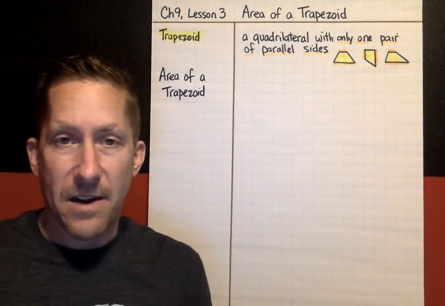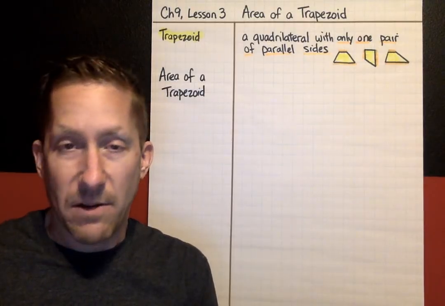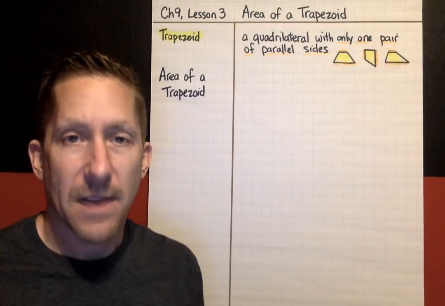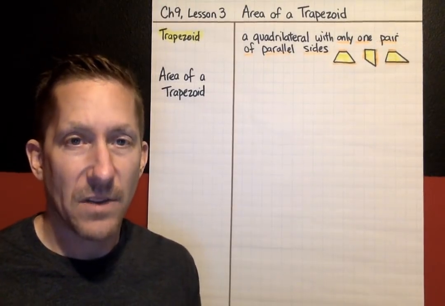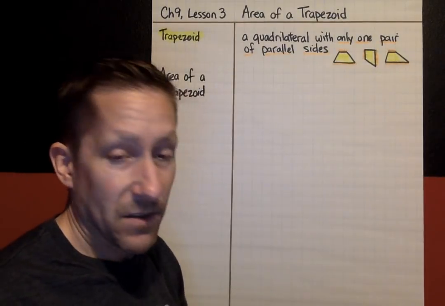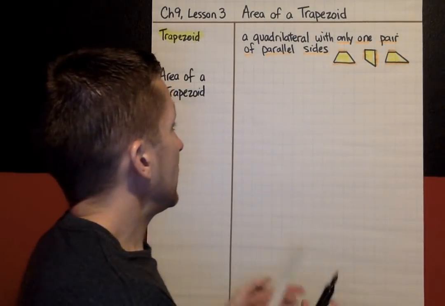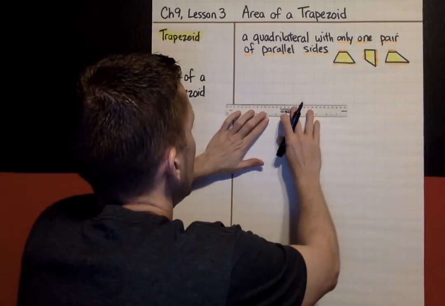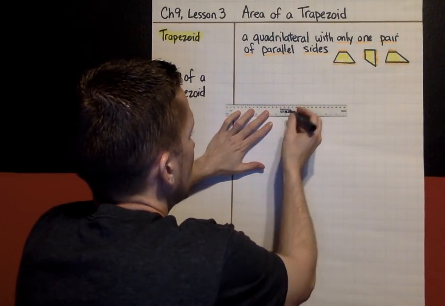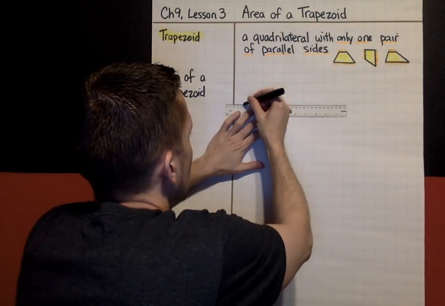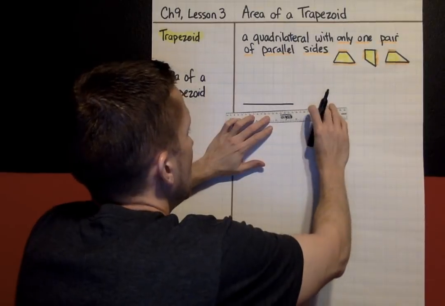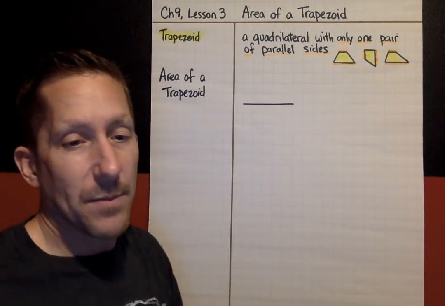And we know how to find the area of a parallelogram. That was lesson 1. Area of a parallelogram is base times height. So we are going to use that idea when we find the area of a trapezoid. So, what I'd like you to do is draw a base line that is 5 blocks long, 5 squares. Okay, 1, 2, 3, 4, 5. That's the bottom of my trapezoid.